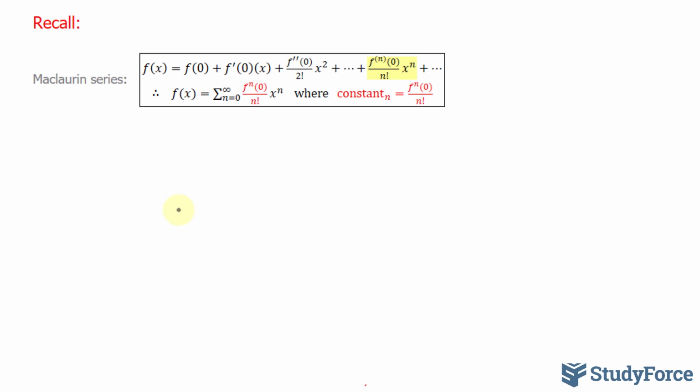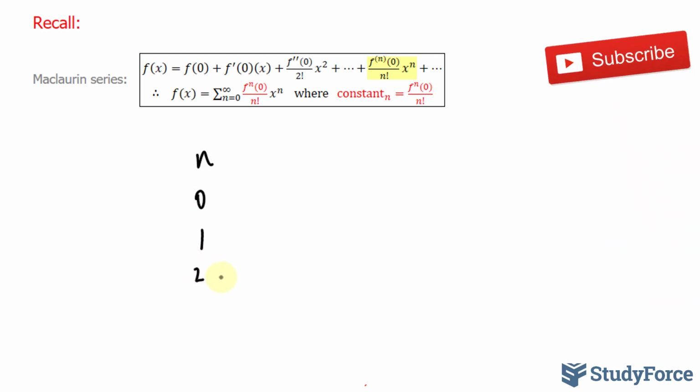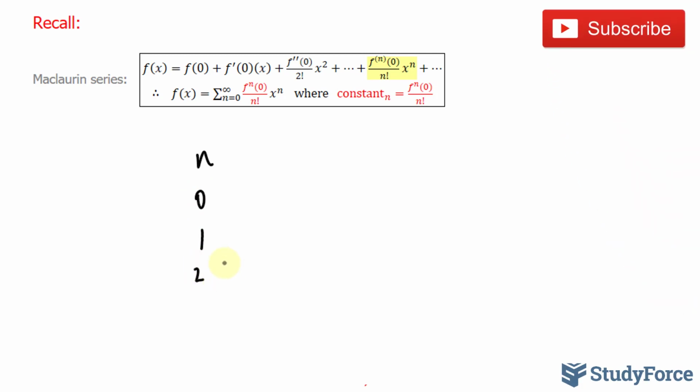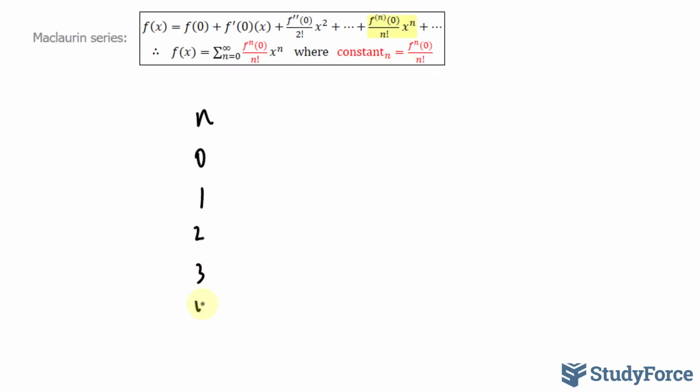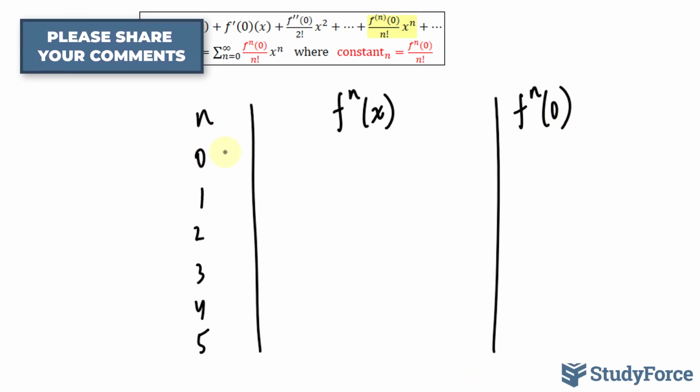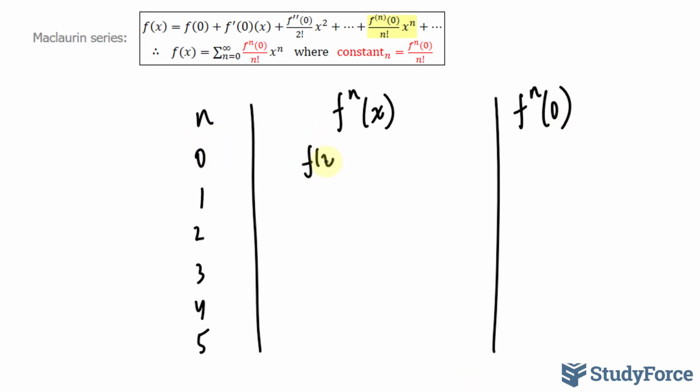My first column will represent n, which is the number of derivatives. So 0 represents the function not being derived, n at 1 represents the first derivative, n at 2 represents the second. And it turns out that to find the general formula for this function, you need at least 5 derivatives. So I'm going to write down 3, 4, and then 5. In my next column, I'll set f superscript n, where this n represents the degree of the derivative, at x. And my final column will be f superscript n, where x is equal to 0. When n is equal to 0, we just use the function the way it is, without taking its derivative.